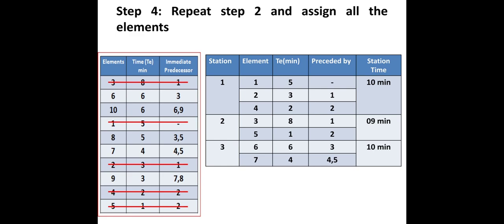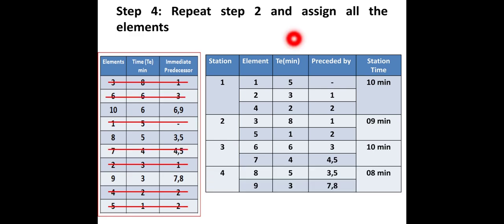So I'll go for assigning the next station. So now element number 10 I have. So here the element time is 6 and preceded by 6 and 9. So here up to station number 3 I don't have element number 9. So it can't be assigned. Precedence constraint is not satisfied. If 9 appears in these numbers, then I can consider this. So next I will go for element number 8. I have assigned this because element time is 5, which is less than 10 minutes.